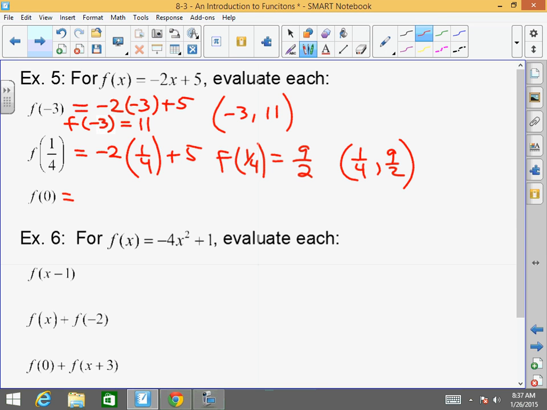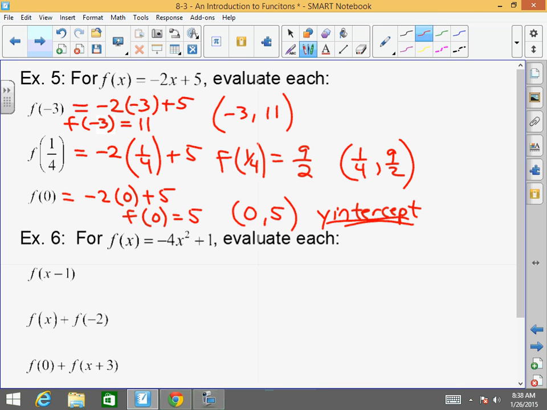f of 0, what am I replacing the x with? So negative 2 times 0 plus 5. So f of 0 equals 5. What's the ordered pair? 0, 5. What kind of an intercept is that? That's a y-intercept. Is that considered a 0? No. Only x-intercepts are considered zeros. Are you with me here, guys?